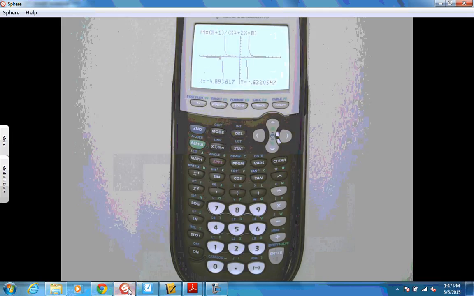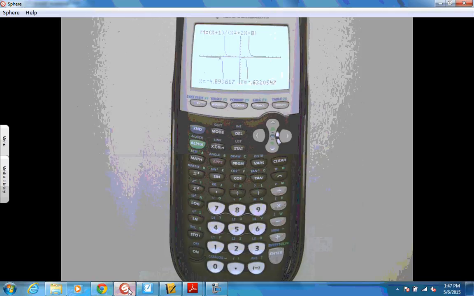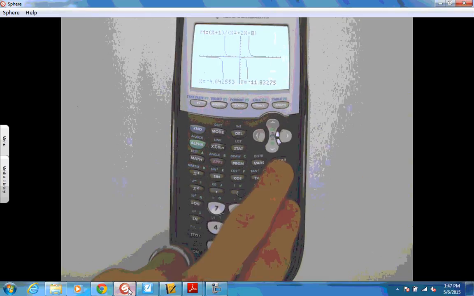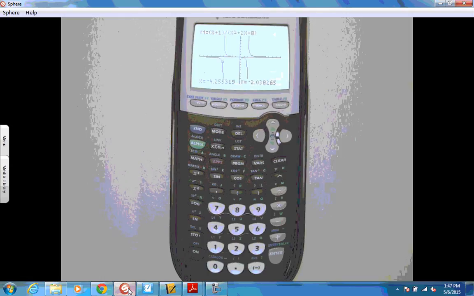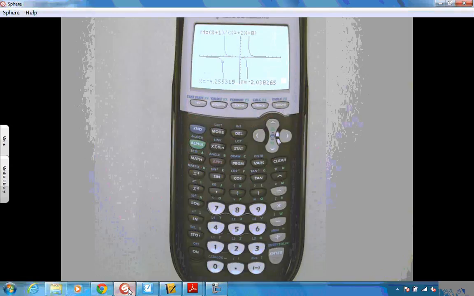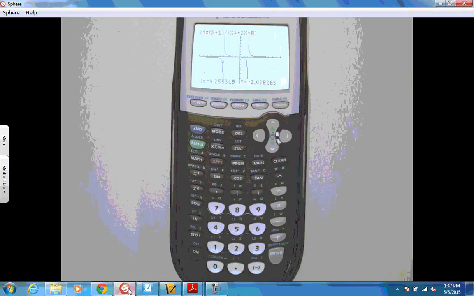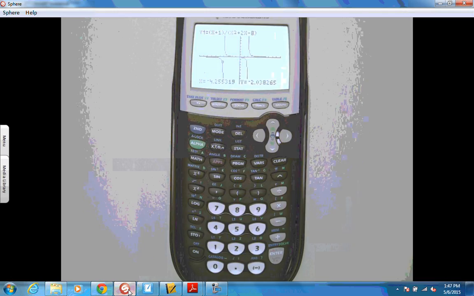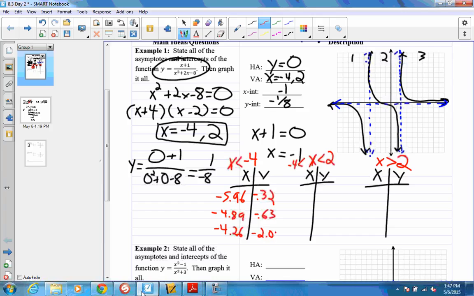All right, one more. Let's see. If I go one more, I'm off my chart there. So good. Make sure you see your cursor. -4.2. We'll round that to -4.26. And -2.04. And that's it. I'm just going to do that for every one of my regions.